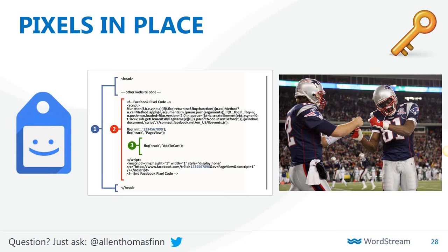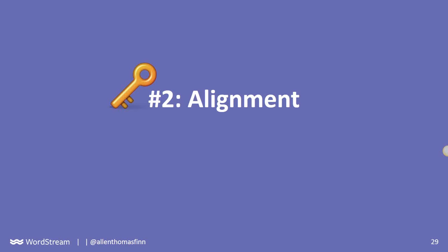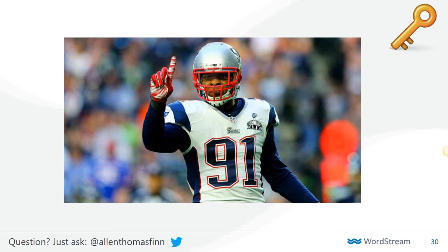That will help you make sure that everything is on the same page, which helps us transition into the second key, which is alignment. So here we're going to take a little bit of a break to dig into another football analogy. This is Jamie Collins.